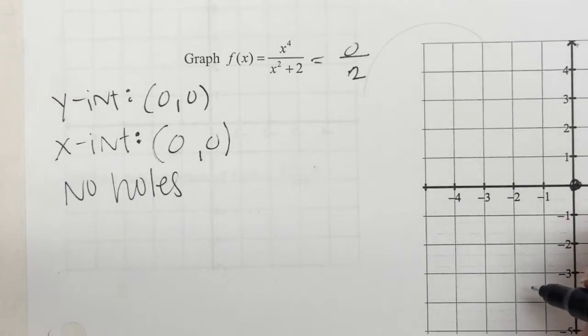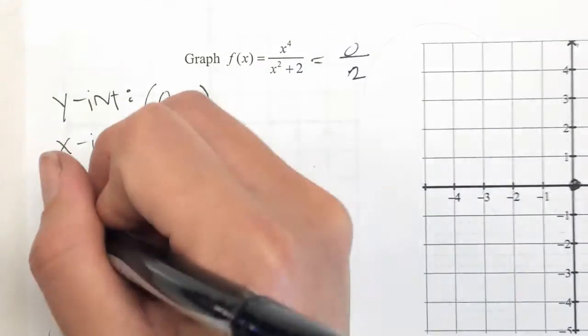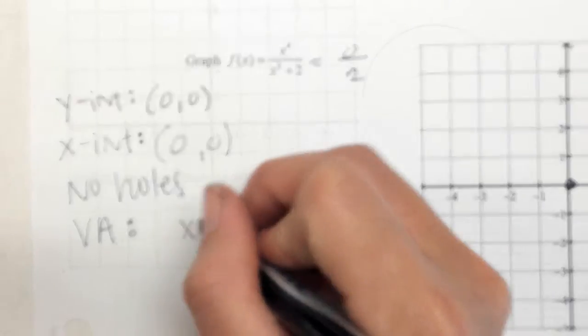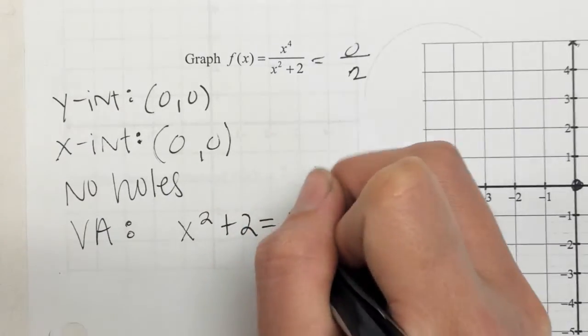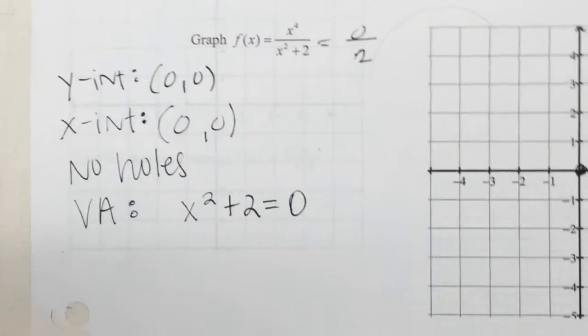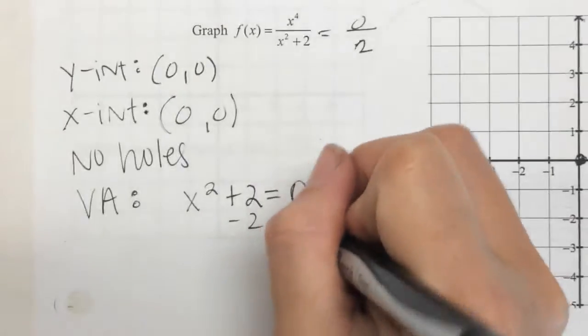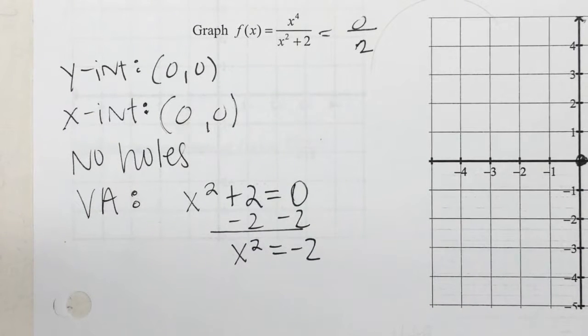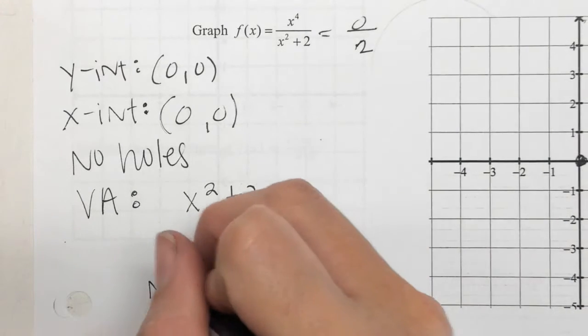Alright, for my VA, I set what to 0? Yes. Set that bottom equal to 0. Tell me how to solve. Subtract 2 and square root, and we're going to get what kind of number? So, do we have any VAs? No, because imaginary numbers are not on the coordinate plane. So no VAs.